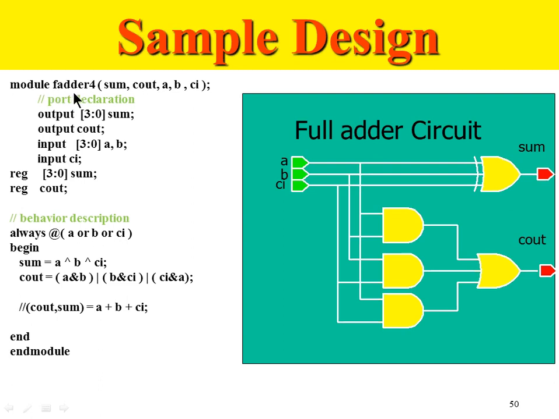Module F adder, full adder 4 is the name of the module. Sum, C out, A, B, and Ci. This is my port list, out of which sum is an output port, 4 bits. C out is an output port, single bit.